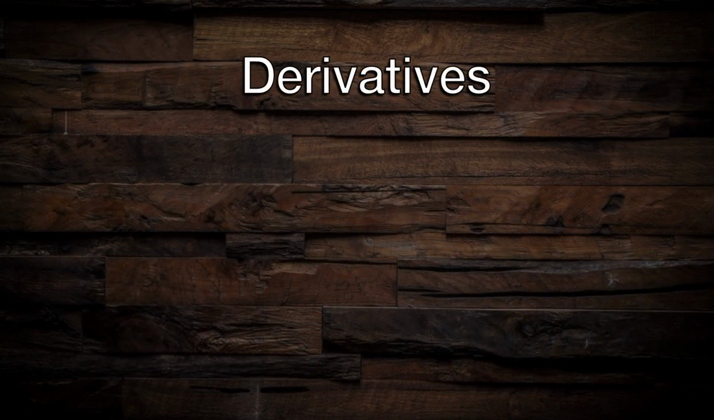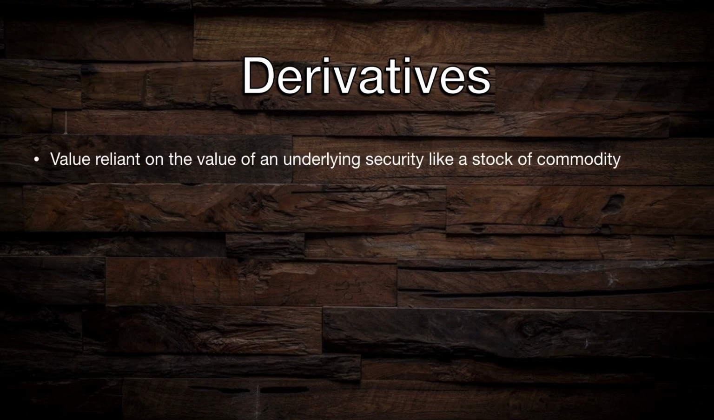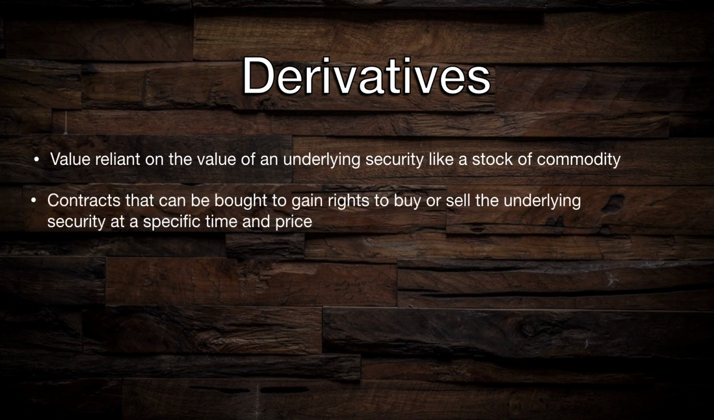Next, let's talk about derivatives. Derivatives are securities whose value relies on the fluctuations of an underlying security. Derivatives generally take the form of contracts that an investor can purchase and in return receive certain rights regarding the underlying security. Derivatives are useful because they can allow buyers to lock in prices or other conditions in a constantly changing marketplace. The most common types of derivatives are options and futures.